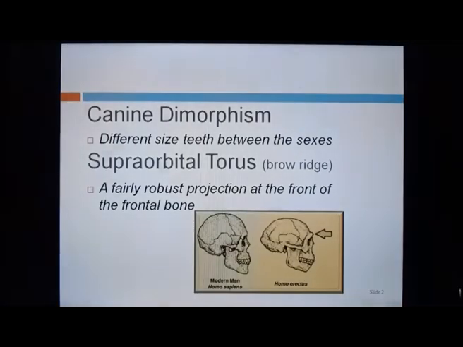First, I want to make sure that you know about canine dimorphism and the supraorbital torus. Canine dimorphism is the difference in size of canine teeth between male and female in a species. And the supraorbital torus, also known as the brow ridge, is the ridge above the eyes that bulges out in most hominids. Ours doesn't. Bony protrusions like that are associated with muscle growth and muscle placement.